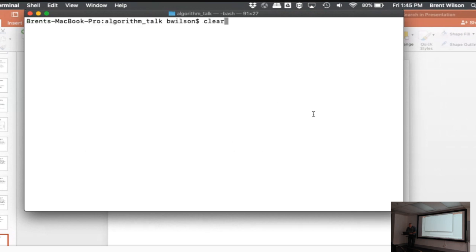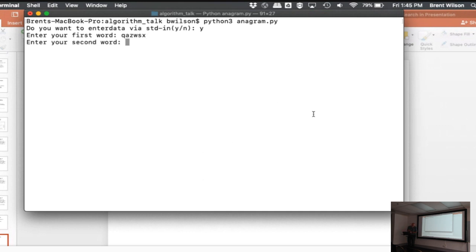All right, so now I wrote this little Python program where we can enter stuff in on the keyboard or we could read in from a file. So let's do this. I want to enter from standard in. Okay, so let's do some words. They don't even have to be words. Q A Z W S X. So I'm just doing a diagonal on my keyboard so I can remember what it was. So that's my first word. And if I do the same diagonal but maybe go backwards, W S X Q A Z. Those are anagrams. Everybody sees that, right?